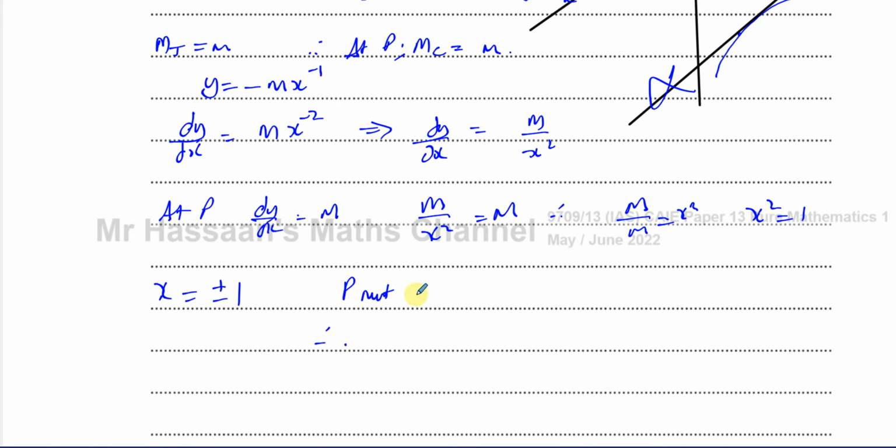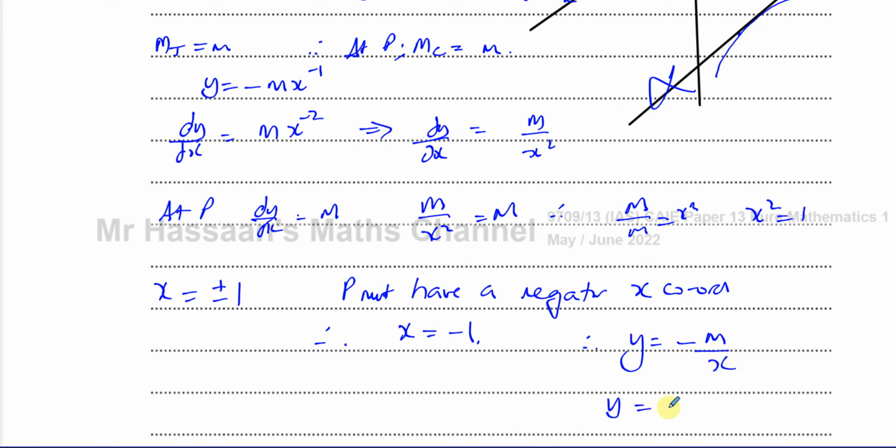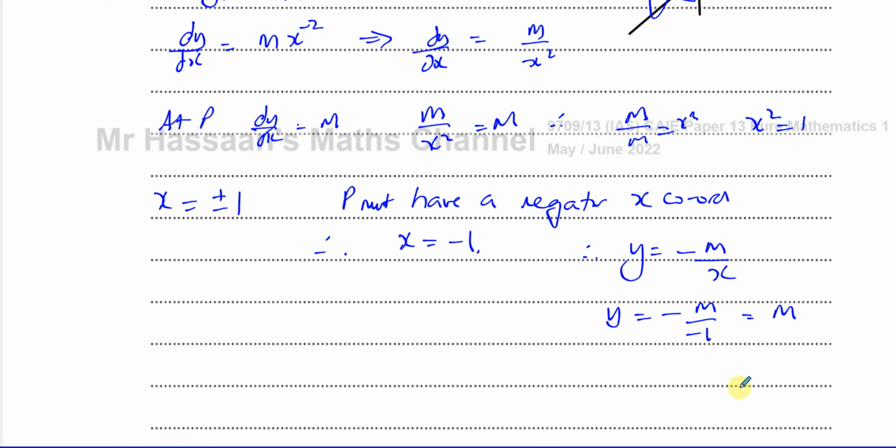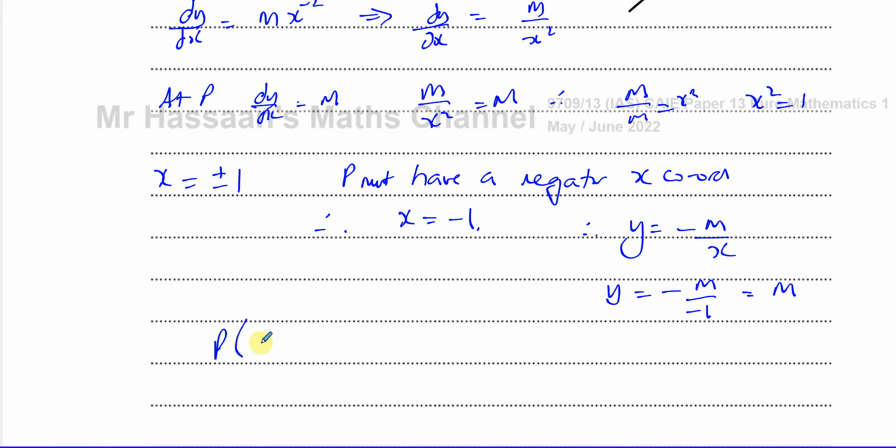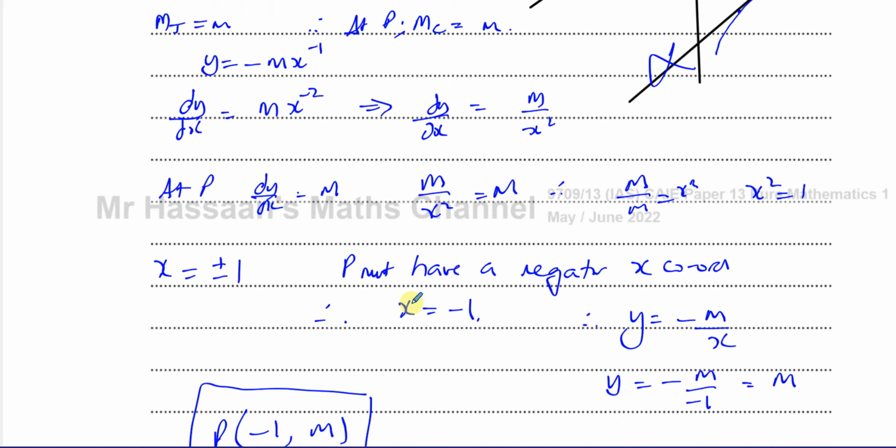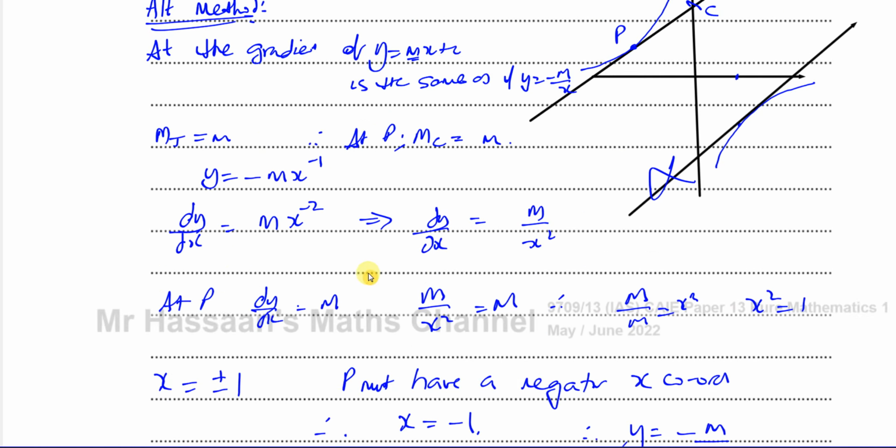Sorry about that, it must have a negative x coordinate. A negative x coordinate. So therefore we can say that x must equal -1, and therefore we know that y is equal to minus m over x. So y is equal to minus m over -1, which is positive m. So we can say P has coordinates -1 and m. This is actually a bit of a shorter way of doing it. Okay, given the y coordinate in terms of m, that's fine.